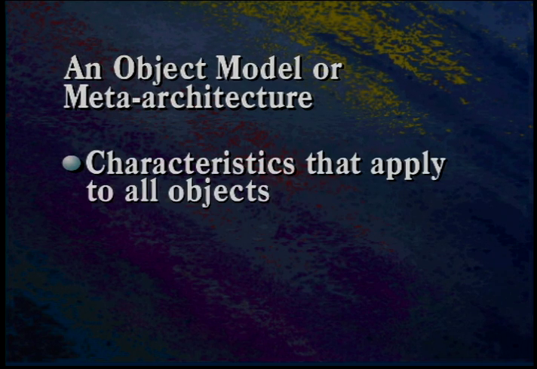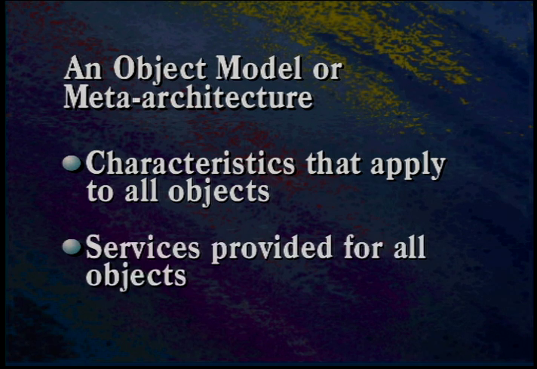The object model defines a set of characteristics that apply to all objects independently of what kind of objects they are. This covers things like identity, instantiation, and so on. It's also a set of services that are provided for all objects, such as naming, binding, activation, and contract negotiation.